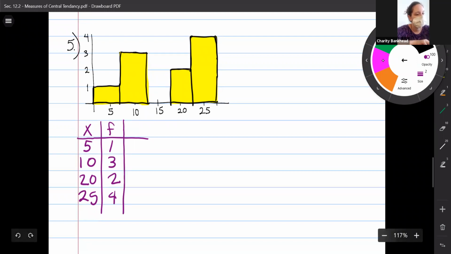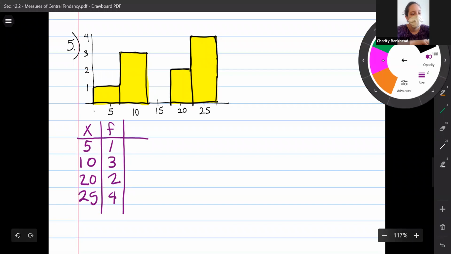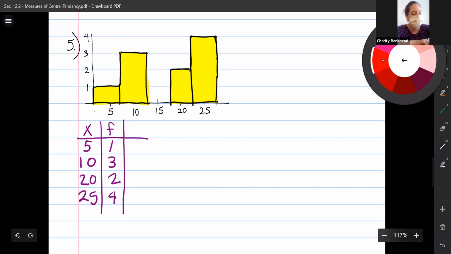All right. So I'll go ahead and multiply across. X times the frequency. So 5 times 1 equals 5. 10 times 3 equals 30. 20 times 2 equals 40. 25 times 4 equals 100.